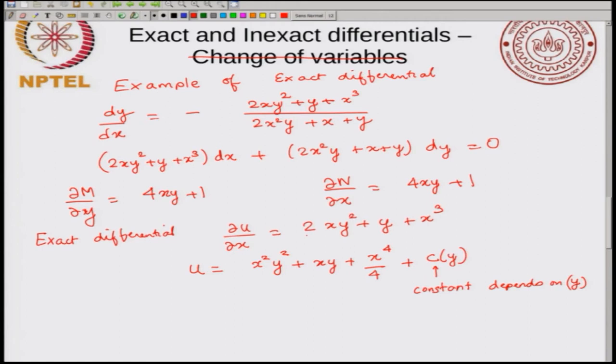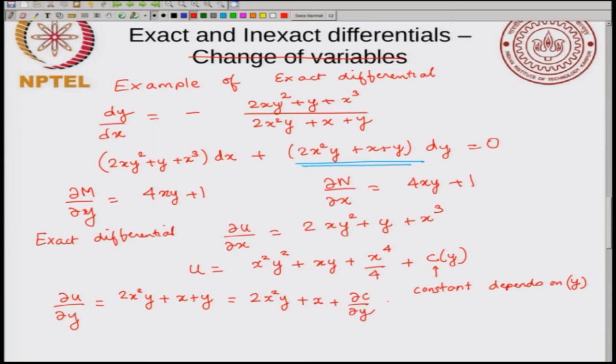Now further, you know that dou u by dou y is equal to 2x square y plus x plus y. And this is from the differential equation from here. Okay. So what can you say? Therefore, if I take dou u by dou y here, then I will get 2x square y plus x plus dou c by dou y.